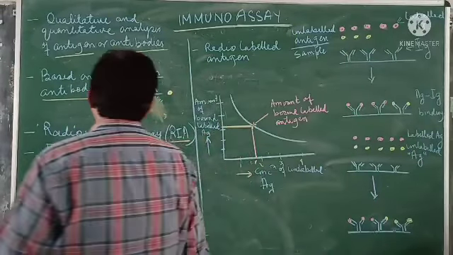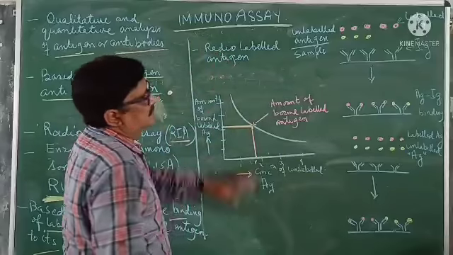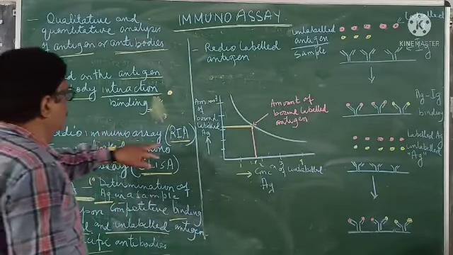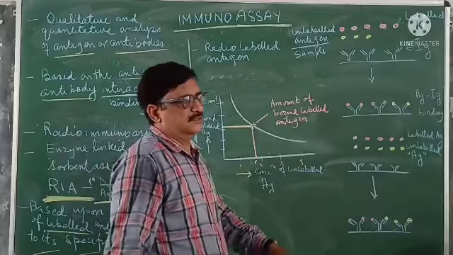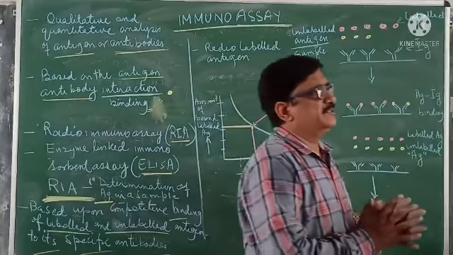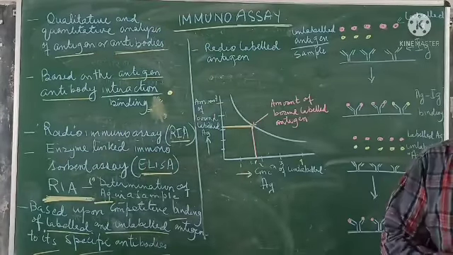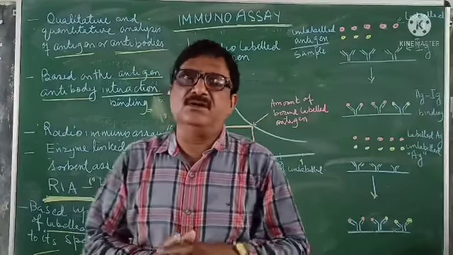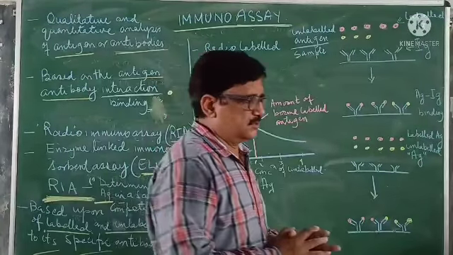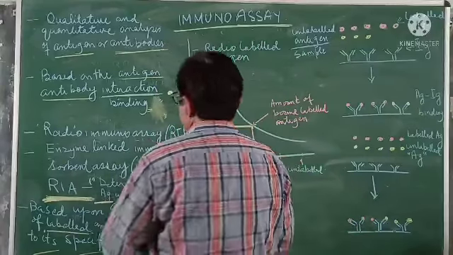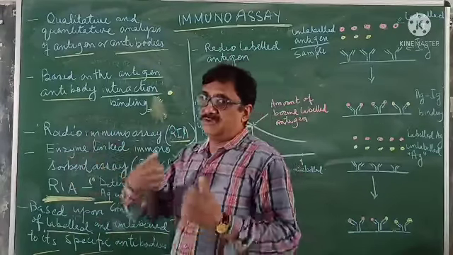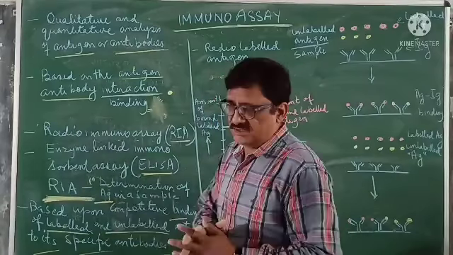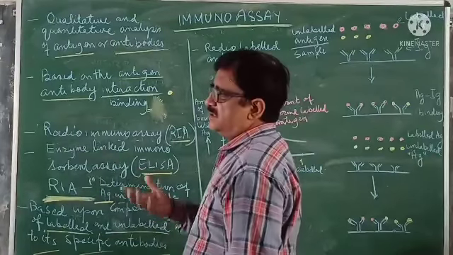Okay, so there are two types of techniques used in immunoassay. One is radioimmunoassay, that is the RIA. Radioimmunoassay means a radioactive substance or element or compound atom is used in this technique. Okay, a radioactive isotope of any compound, like nitrogen 15 or iodine.